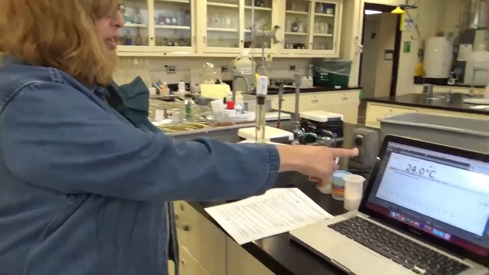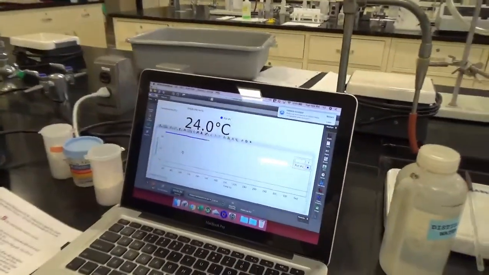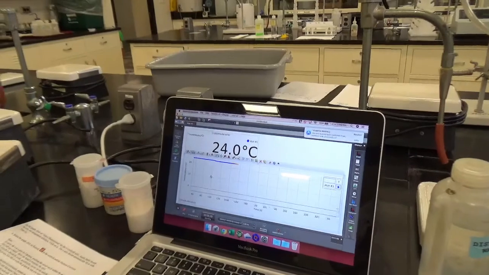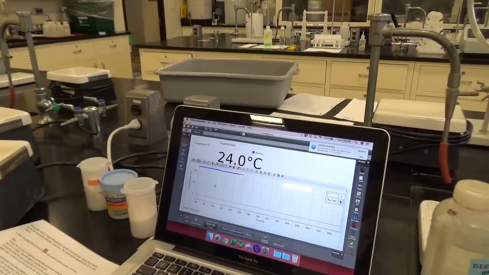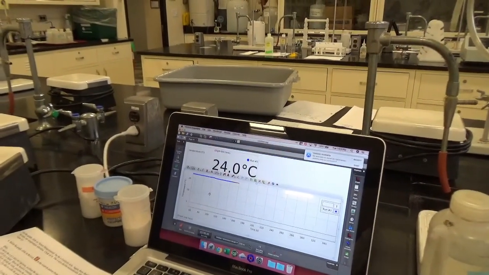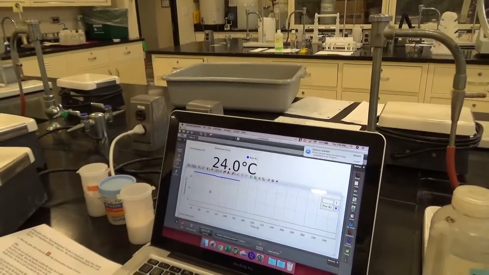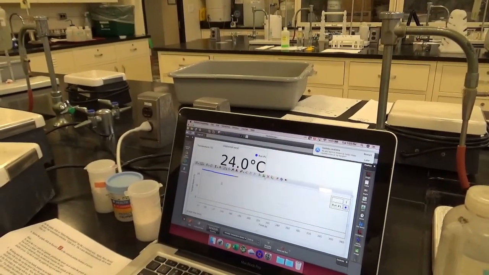So I think what we're seeing here is that we've pretty much reached a constant temperature of 24.0. It might change by a tenth or so, but this is looking pretty good. So I think we're okay to build the ice salt bath around it.